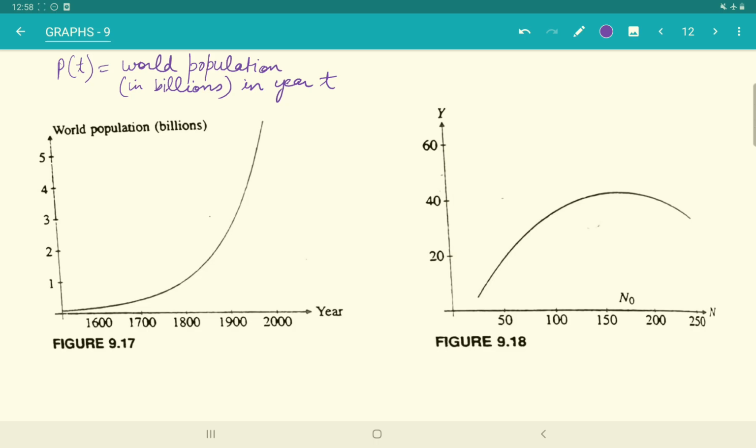And that just means in this case p prime t is greater than or equal to 0. However, we also see that the rate of increase itself is increasing. So the slope of the tangent to the graph of the function keeps on increasing in this case. So this, then this, and then this.